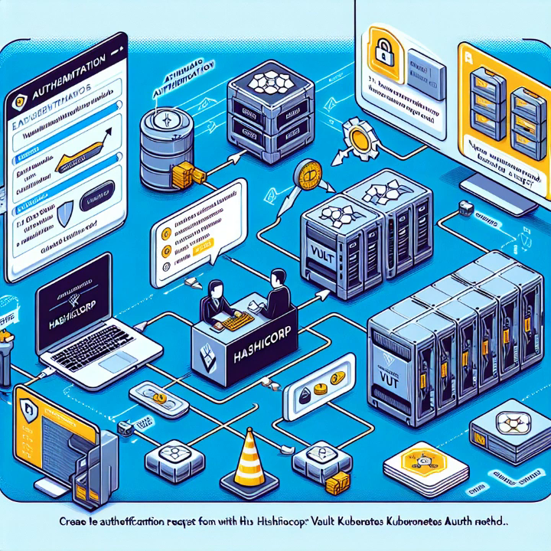In conclusion, the HashiCorp Vault Kubernetes Auth method offers a streamlined and secure approach to authenticate and access secrets within Kubernetes environments. By leveraging Kubernetes Service Account Tokens and integrating with the Kubernetes Token Review API, HashiCorp Vault simplifies the authentication process and provides centralized secrets management. This authentication method empowers organizations to enhance their security posture while leveraging the benefits of both HashiCorp Vault and Kubernetes in a cohesive manner.